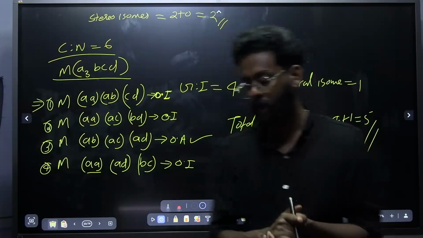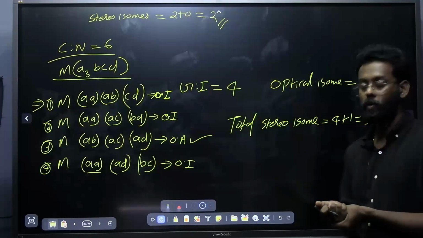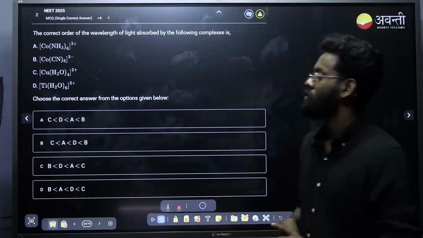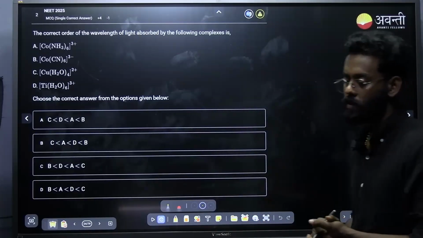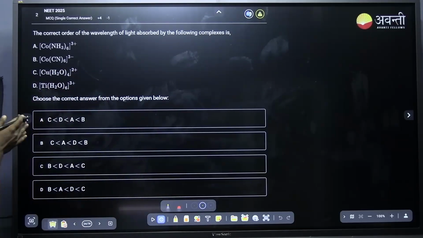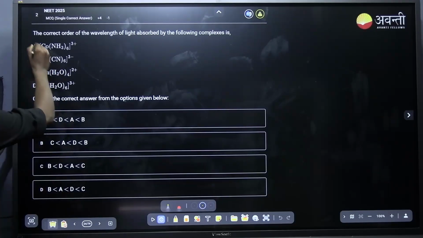I have explained the complete theory. Remaining questions and the DPP solving, you have to do by yourself. I have added many PYQs, and all these PYQs you can easily answer. I want to solve one PYQ, and by solving it, I want to add one concept here. Just go through this question.